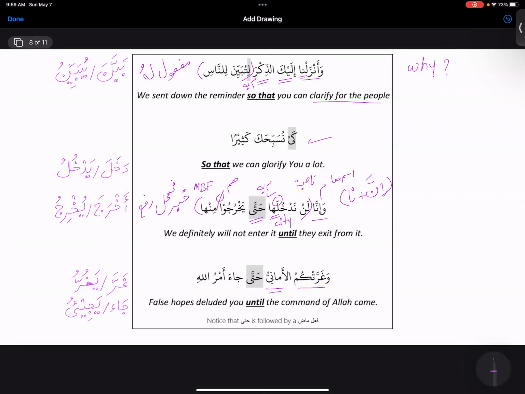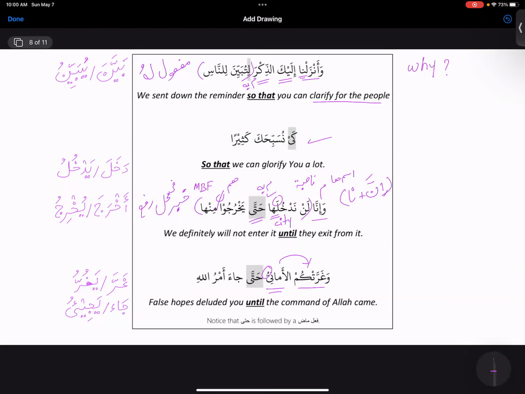Wagharratkumul amaniyu hatta ja amrullahi. Gharratkum. What kind of word is that? Gharrat. Yeah, it's a fail. And what's the fail? Hiya. And do we see an outside door over here? Amaniyu. Okay, so it has dhamma. It is rafa. So that's why, amani, what is amani? False hope. Desires, false hope.